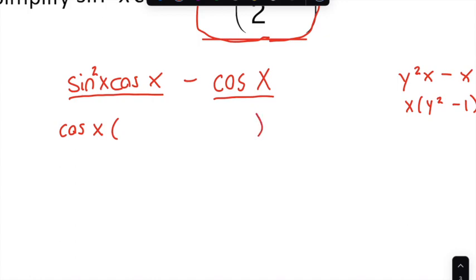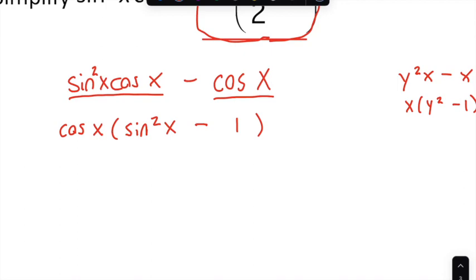Now if I divide that first entire term by cosine, the cosines would cancel and you'd have a sine squared of x left over. And then cosine x divided by cosine x would just be 1, and you have a minus in between. So that thing becomes sine squared minus 1.